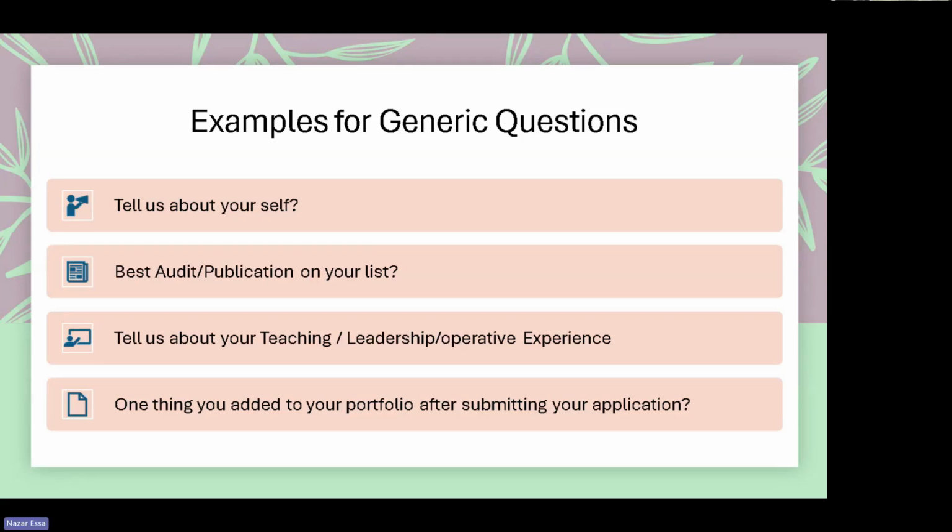Tell us about your leadership experience. Tell us about your operative experience. And then they will ask you about the best audit you have on your list, and publication. So you should think carefully about these questions and how to answer them. Let me give you an example because of the time. If the question is about audit, then before the interview I want to assign one of my audits that will be the best audit I will speak about if they ask me.